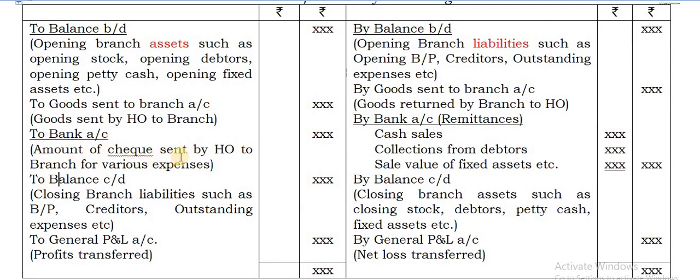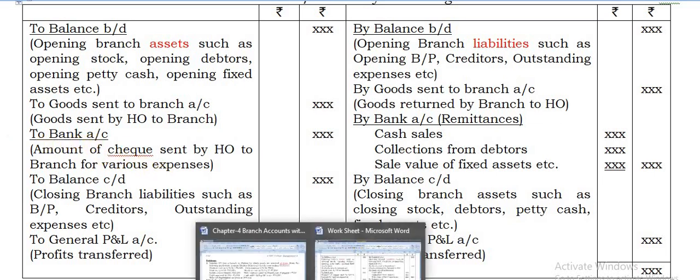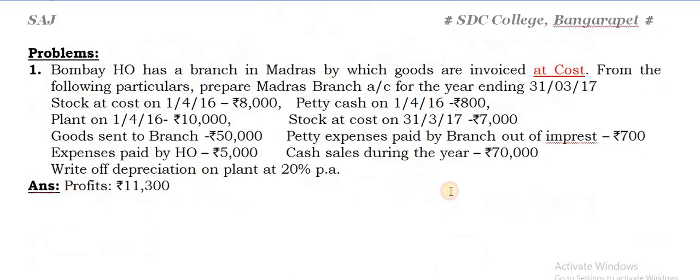Bank account, the amount of cheque or whatever cash is being sent by the head office to the branch for various expenses. So below this bank account, which one should you take? This 700 should be taken. Hope you have understood. Okay? Here, by chance, if this imprest is being removed also, now what is the treatment? Out of this 800, how much is going out? 700 is going out.